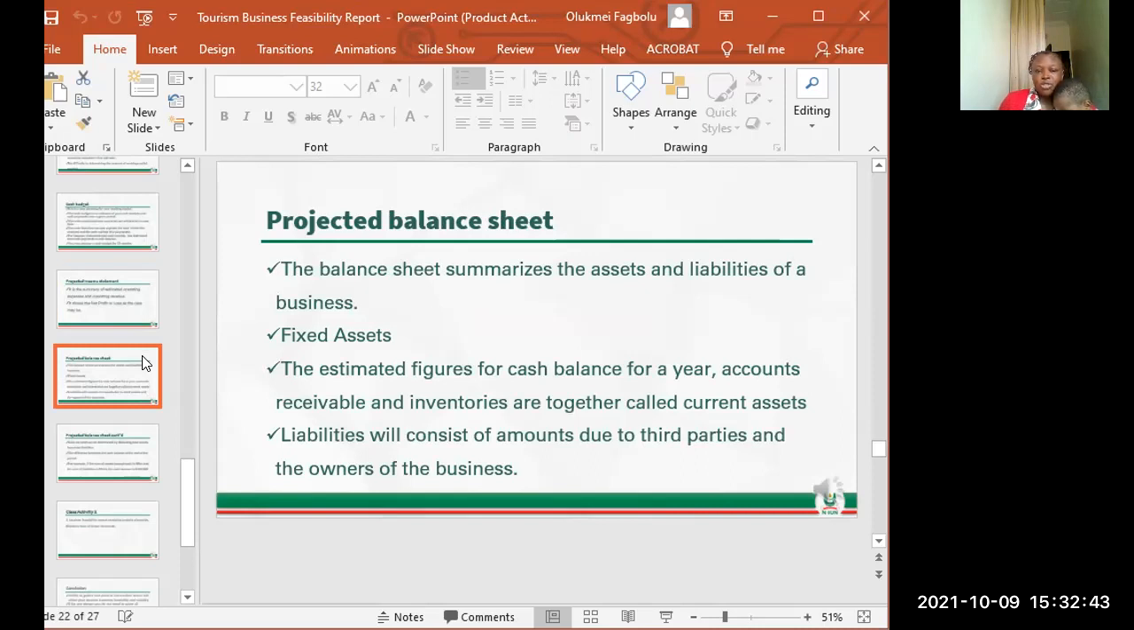The balance sheet summarizes what? The assets and liabilities of a business. And what are those sections in a balance sheet? We have the asset section and the liability column. Under the liability column, we have capital and current liabilities. Then under assets, we have fixed assets and current assets.